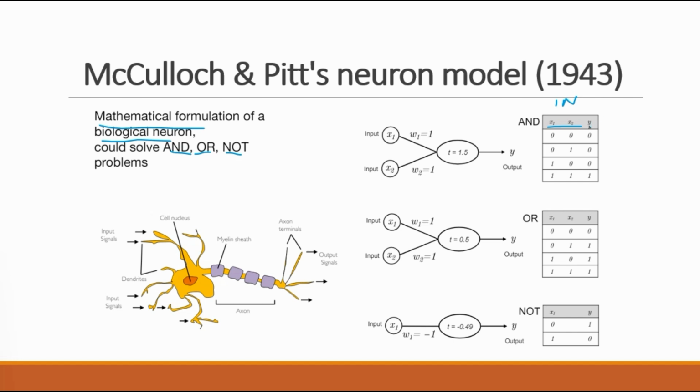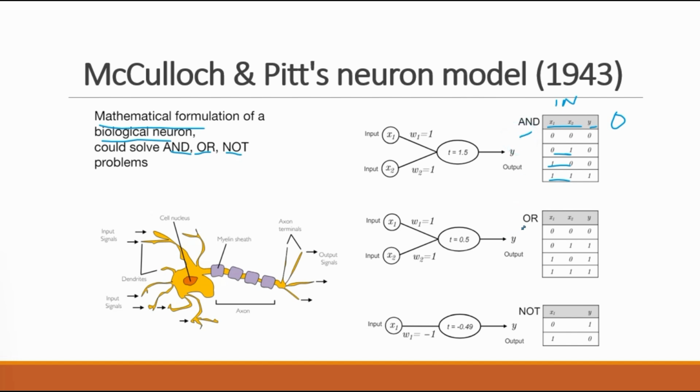and y as the output. If both the inputs are 0, the output is 0, and if one of the inputs is 0, then the output is still 0. You have to have both the inputs equal to 1 to have an output of 1. That's usually how an AND function works.